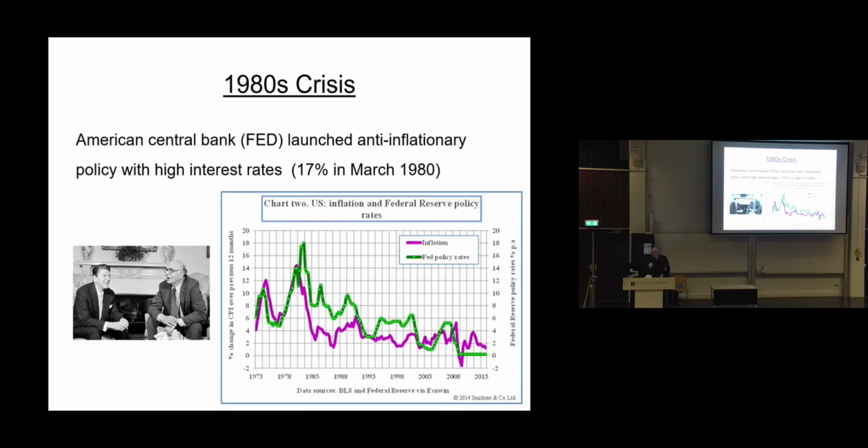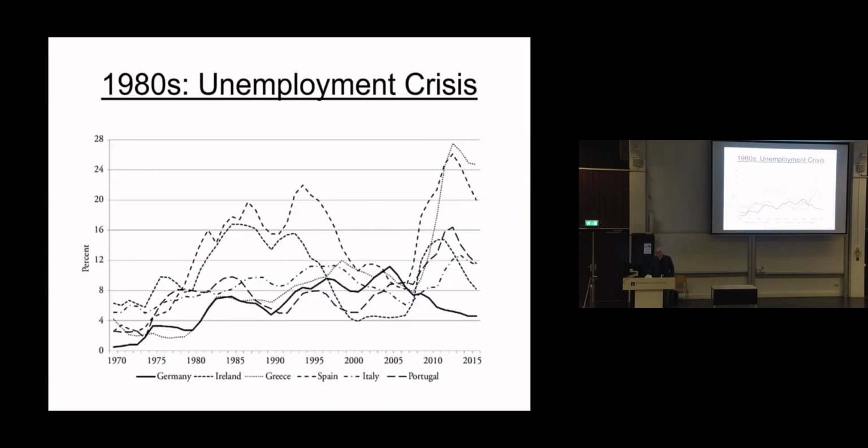The green line represents the interest rate of the central bank. High interest rates make it expensive to borrow money, and it depressed the inflation. It brought it down. But the problem was an economic crisis, because high interest rates make it expensive to borrow money, so it has a negative effect on the economy. And that is what happened in the 1980s.